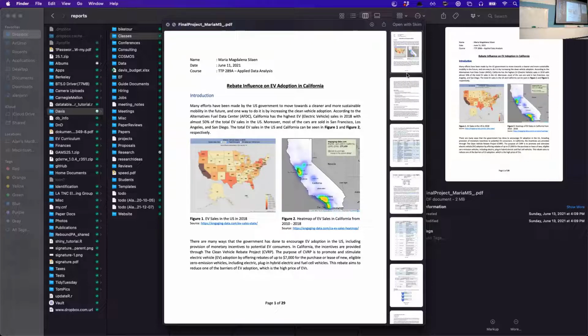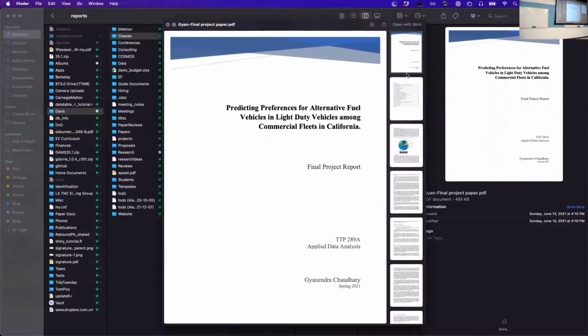Let's see what else. Oh, how electric vehicle rebates affect electric vehicle adoptions in California. Predicting preferences for alternative fuel vehicles. So similar type of thing here.